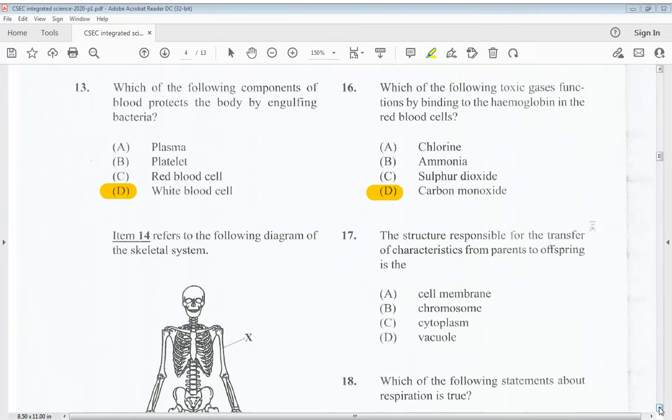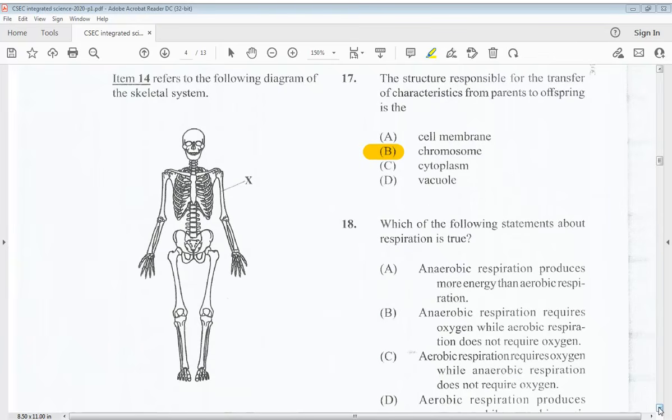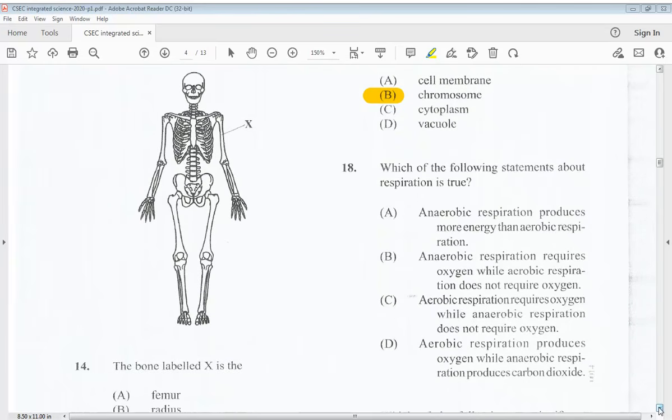Carbon monoxide. Let's go to 17. Read the question. The answer would be B, chromosome. 18. Which of the following statements about respiration is true? We have seen this one before. So we know it would be C for the answer.